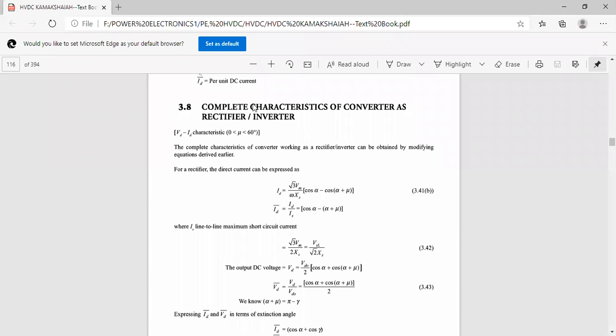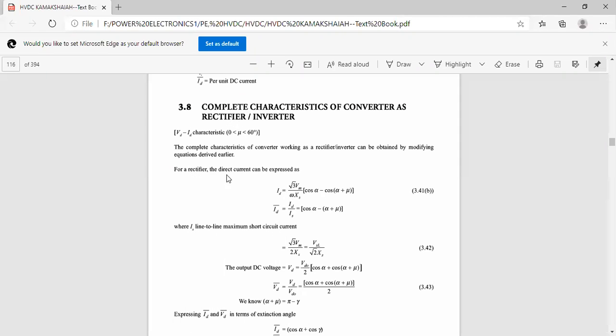See, for the complete characteristics of the converter as a rectifier and inverter, for drawing the characteristics, we have to frame the rectifier equations and inverter equations. Once you know the equations for rectifier and inverter, only then can we draw the complete characteristics. Without knowing the equations, we can't draw the characteristics. So first I am framing the equations for rectifier.